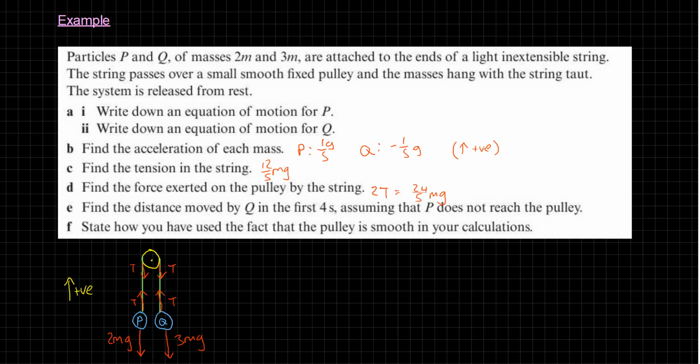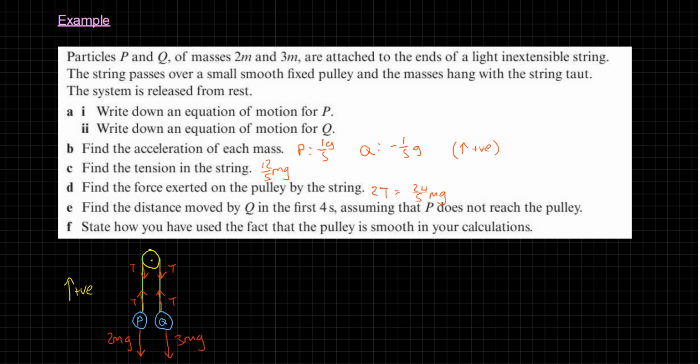Okay, and then part E, find the distance moved by Q in the first 4 seconds, assuming that P does not reach the pulley. The reason it tells us to assume that P does not reach the pulley is because, of course, if P ever gets to the pulley, then we're suddenly in unknown territory, because it all gets a bit funny, doesn't it? The object will sort of wrap around the pulley and then fall down. We don't really get to that sort of stage. The particle itself won't interact with the pulley. It'll always be the string. So it's given us that out. Assume that P does not reach the pulley.